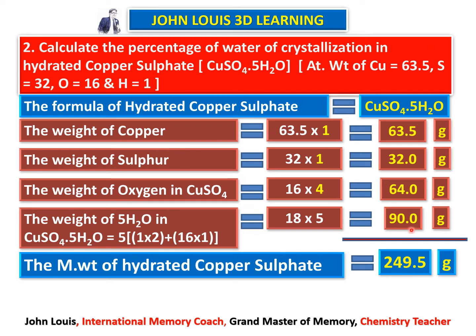For 249.5, it is 100. Therefore, for 100, how much will it be? That will be the percentage. For 249.5, the weight of water is 90 grams. Percentage means we need to find out for 100. Therefore, for 100, how much will be present? That we will see on the next page.